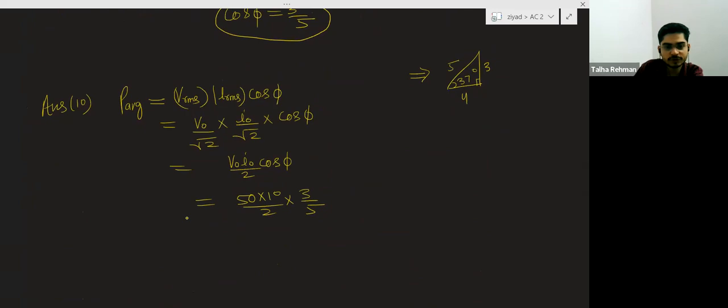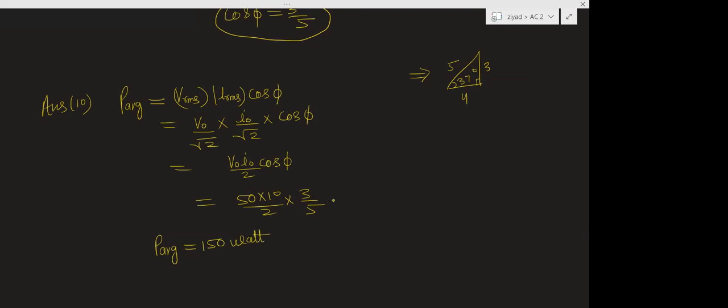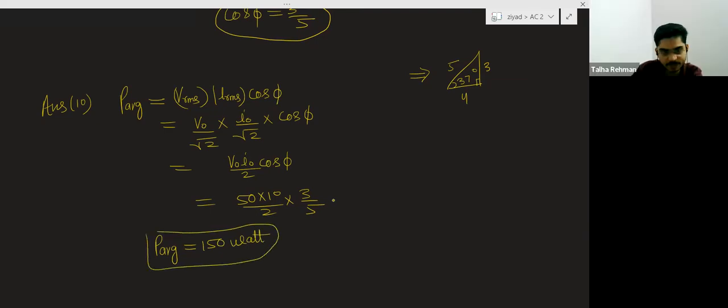So what answer will we get? 150. This 10 and 10 will be cancelled out. 150 joule, oh no, not joule, watt. The unit of power is watt or joule per second. So this is your average power.